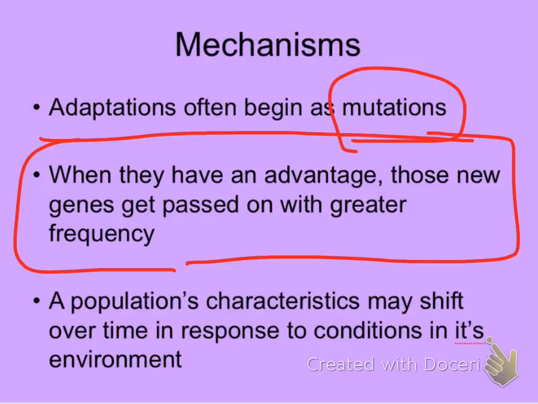The characteristics of a population, the frequency of genes, typically are responding to pressures in the environment. Disease, shortage of food, changes in the climatic conditions. That's what causes shifts in populations, typically.